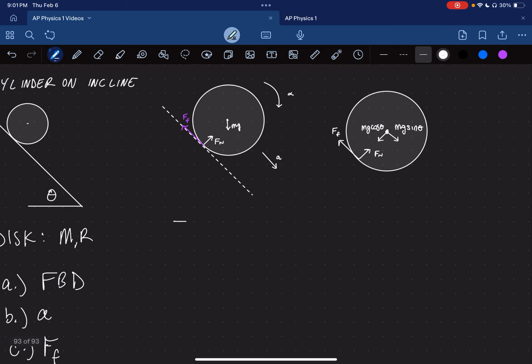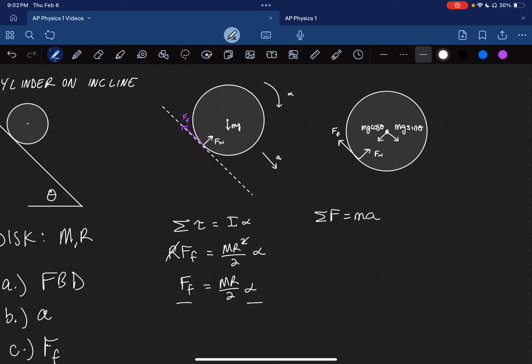Excuse me. We can write our torque equation. The torque on this is R times FF, equal to the rotational inertia of a cylinder, mr squared over 2, times alpha. You can cancel R. So the friction force is mr over 2 times alpha. We don't know FF, we don't know alpha. Two unknowns, one equation.